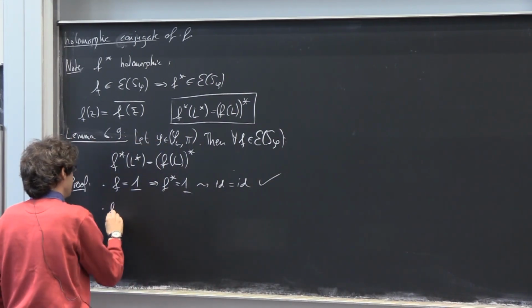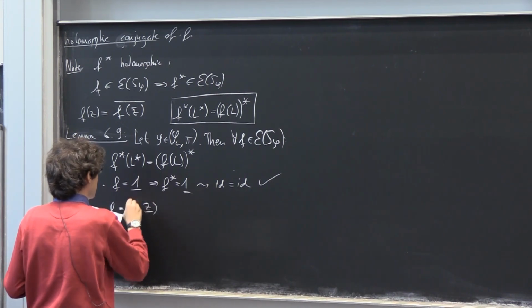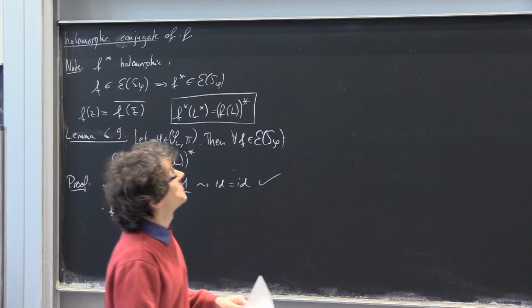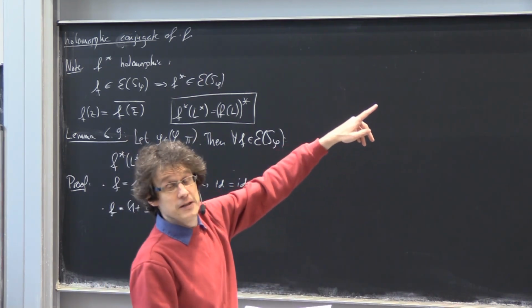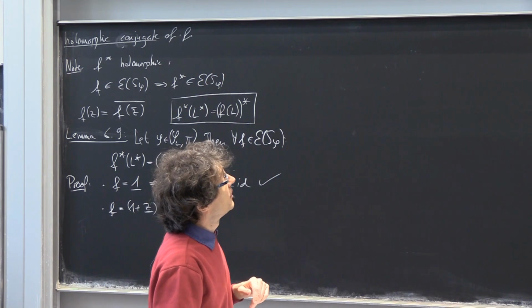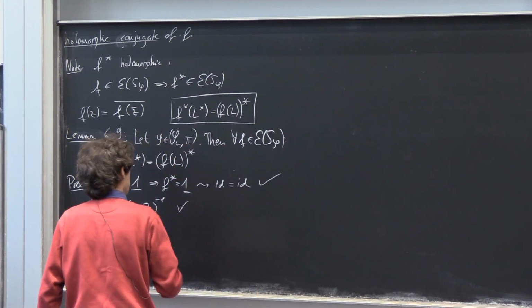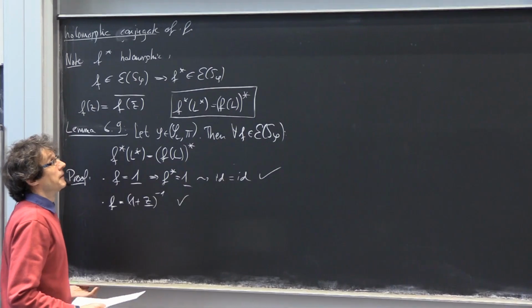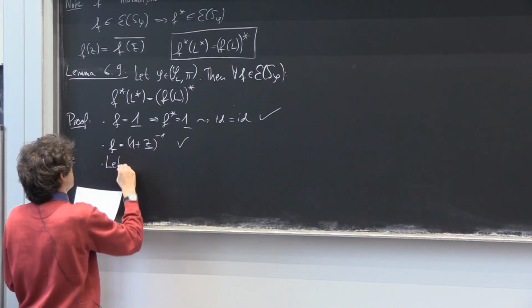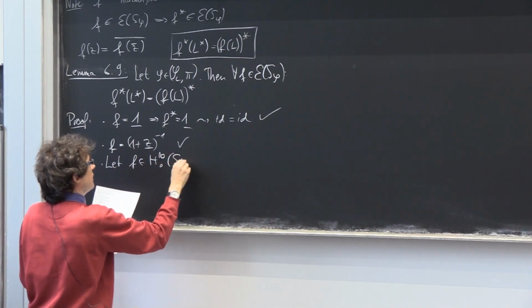Okay, second case, f is the resolvent, so (1 plus z) to the minus 1. This is exactly what we have proved in chapter 1. This was the starting point of all the discussion. So this is also true. Okay, so what remains to prove is this equality if your function f is in H0 infinity.